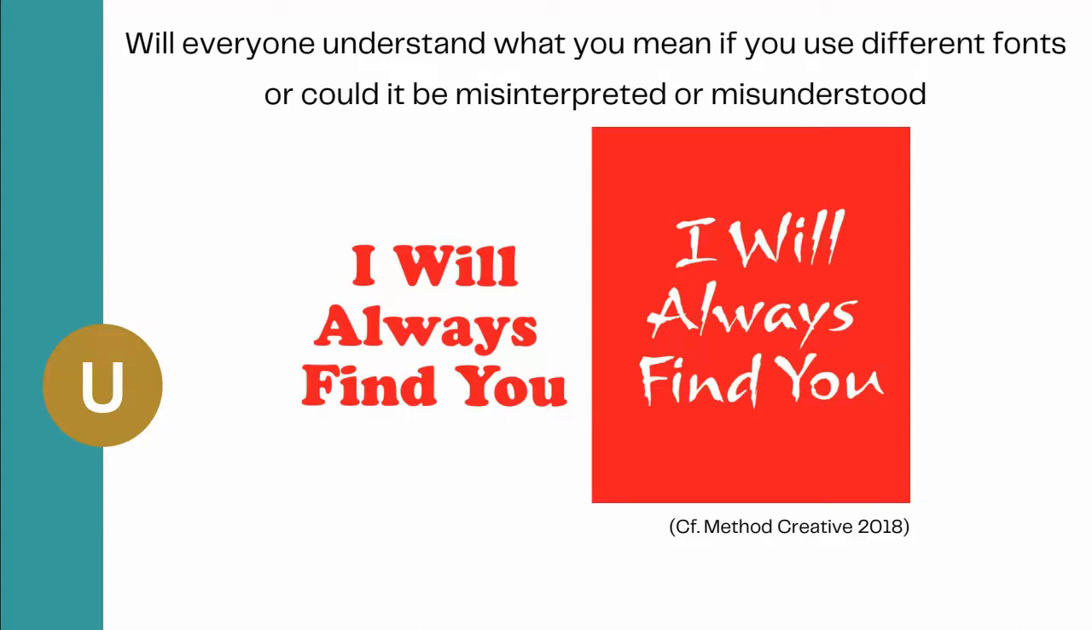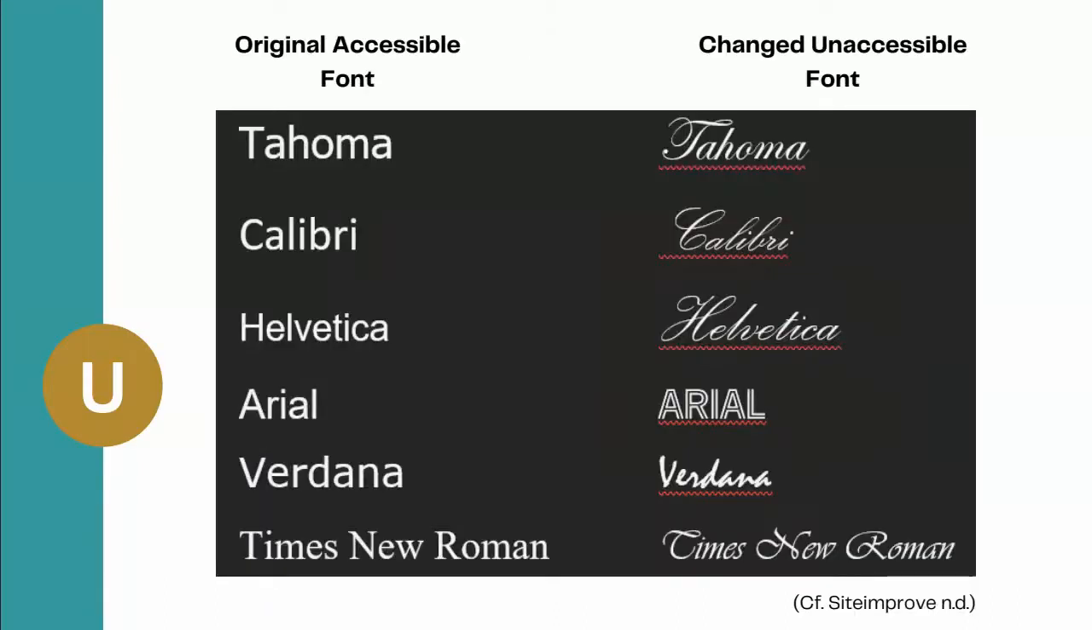Now we have understandable, and I'll boil it down to: will everyone understand what you mean if you use different fonts and colors, or will it be misinterpreted or misunderstood? As an example, I'm using this image here. "I will always find you" seems relatively harmless in the first font on the white screen. However, "I will always find you" in the red font sends an entirely different message and can be entirely misunderstood. It's very threatening. And there are different fonts that are used for accessibility purposes.